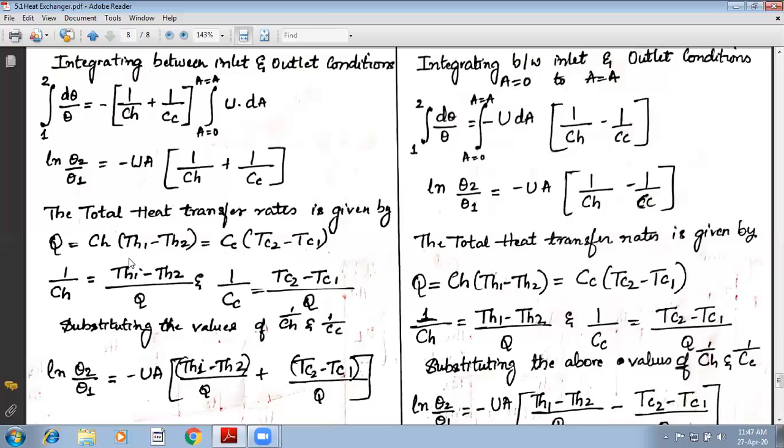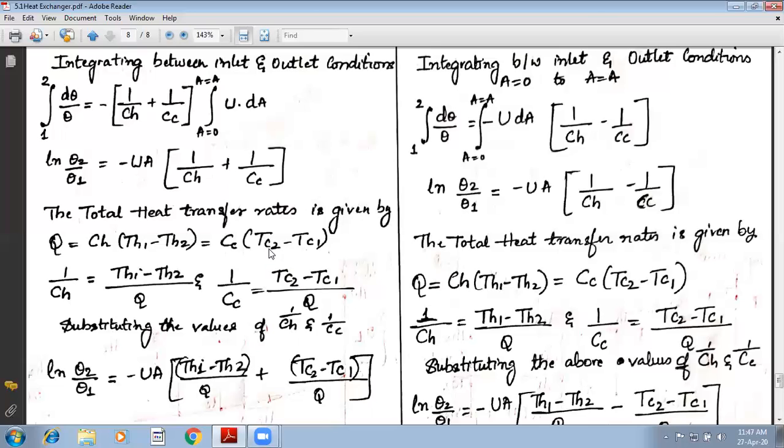Now if you see here, TH1, the inlet temperature of the hot fluid, is greater than the outlet temperature of the hot fluid. Hence we have considered TH1 minus TH2. Whereas for cold fluid, the cold fluid has gained heat, hence the exit temperature will be greater than the inlet temperature.